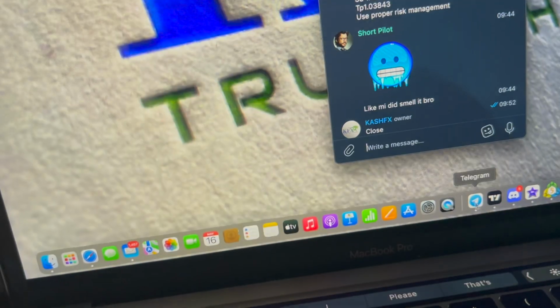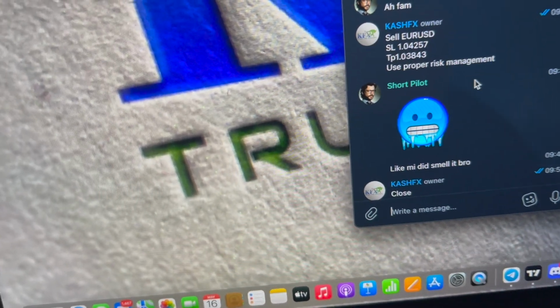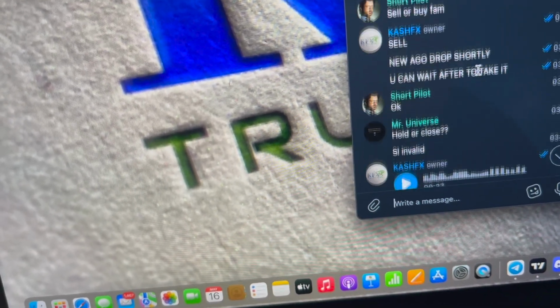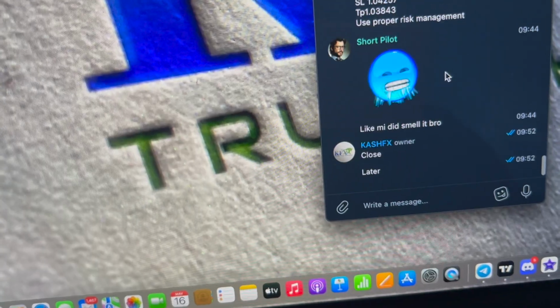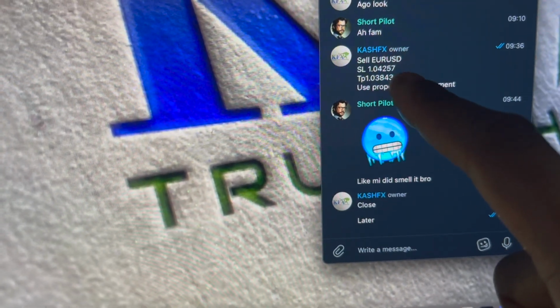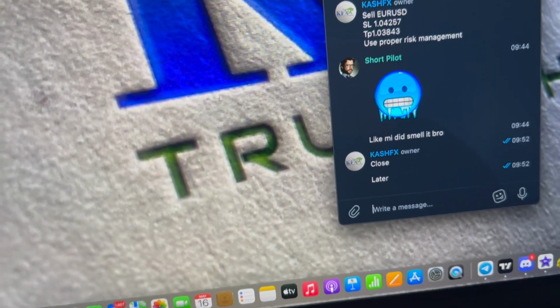Let's show you guys the signals. So that's one signal there. Where's the other one? That's the one we sent last night, and this one was the one we sent last. Alright, so yeah, it was a success.